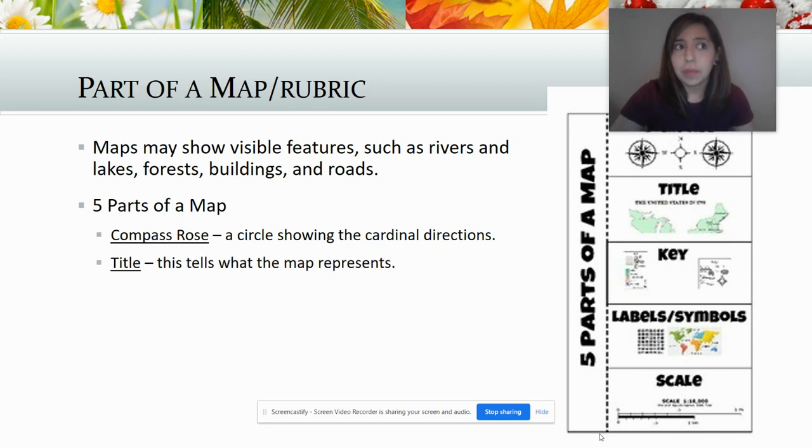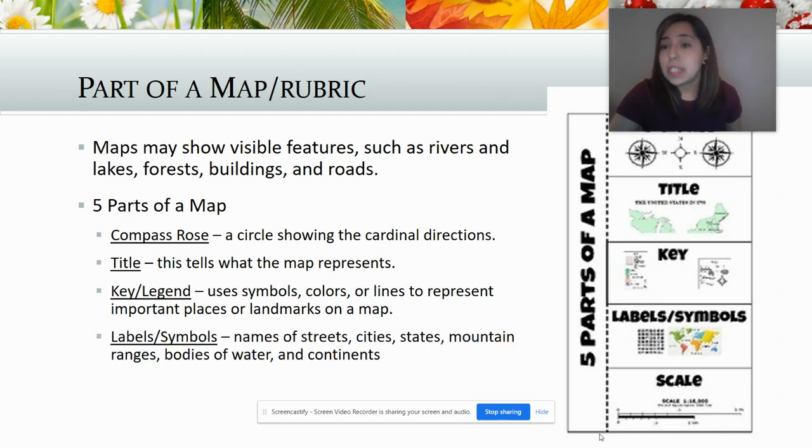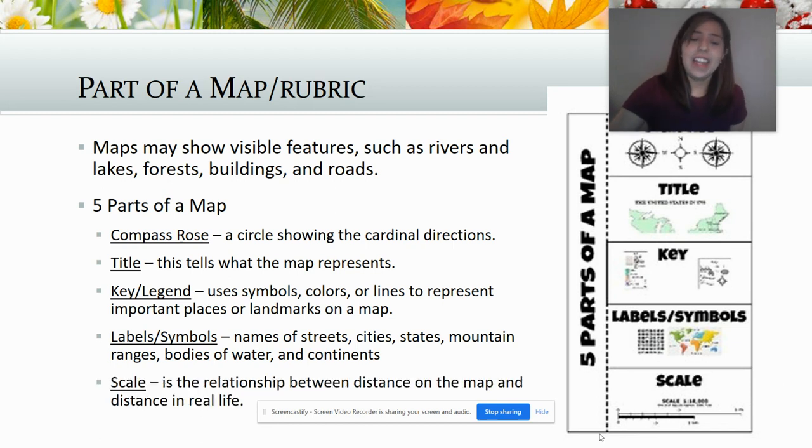It also has a title, so that way we know what the map is going to be about. It has a key or a legend, and those use symbols to show us what important pieces there are to the map. Labels and symbols, you have to describe what your symbol means, because maybe to some people a triangle might mean a tree, and for other places it might mean a bathroom or something. And then it also has a scale. As we know, the Earth is not this big or this big. So a scale helps us figure out the distance between different points on the map.